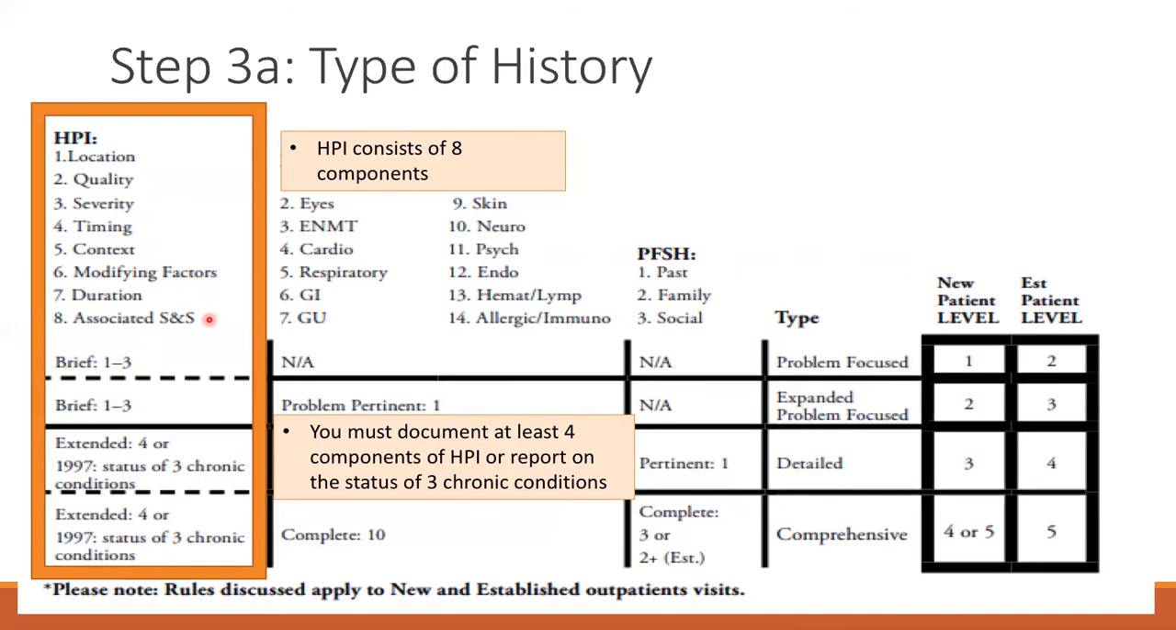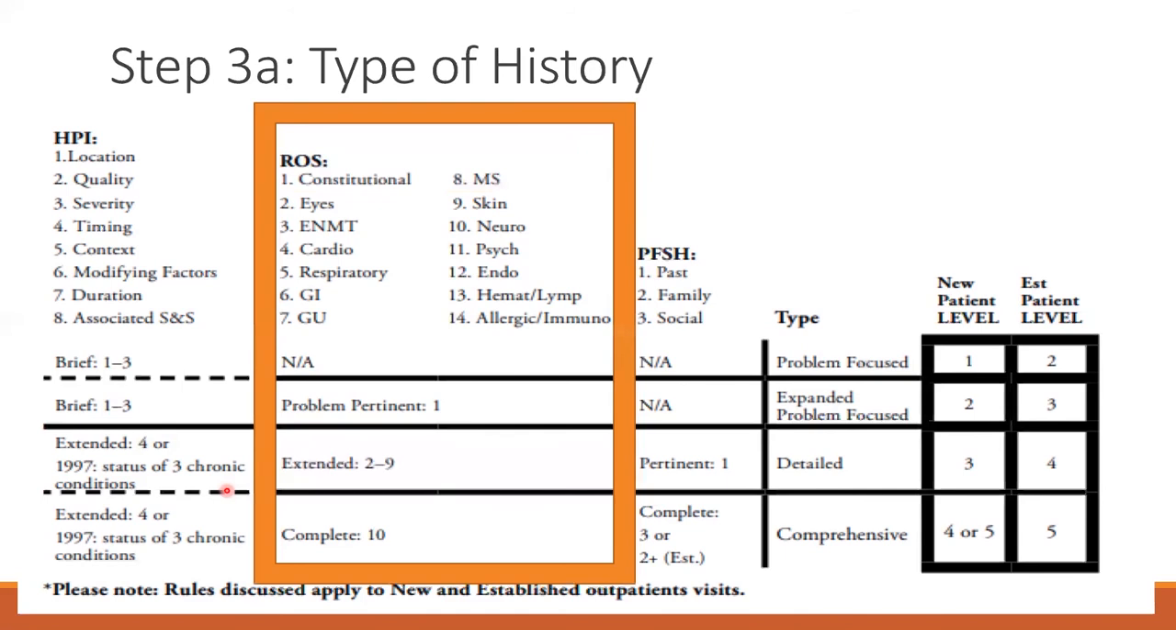Now, these can be brief. If you document 1 to 3, it's considered a brief history, HPI. It can be extended, which is 4 or more of those domains documented, or the status of 3 chronic conditions. So oftentimes, pharmacists are managing several disease states under collaborative practice agreement, and they may be reporting on diabetes, blood pressure, cholesterol. Already, if you're reporting on the status of those diseases, whether they're controlled, uncontrolled, what their current treatment regimen is, how adherent they are to their current treatment regimen, you're already going to be in an extended history of present illness category.